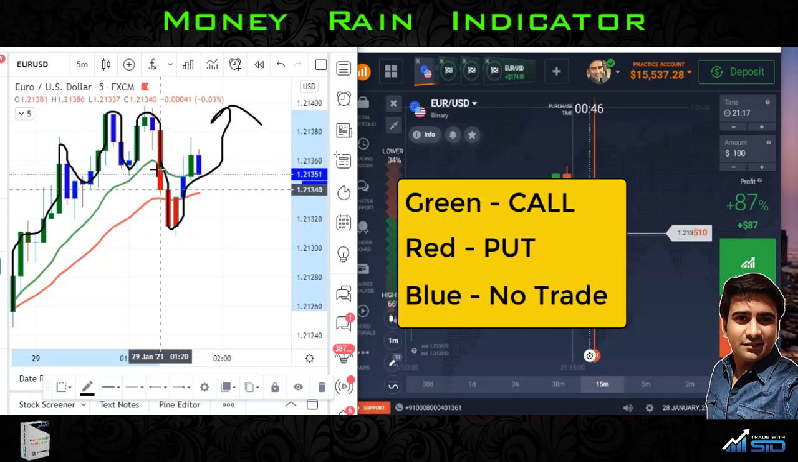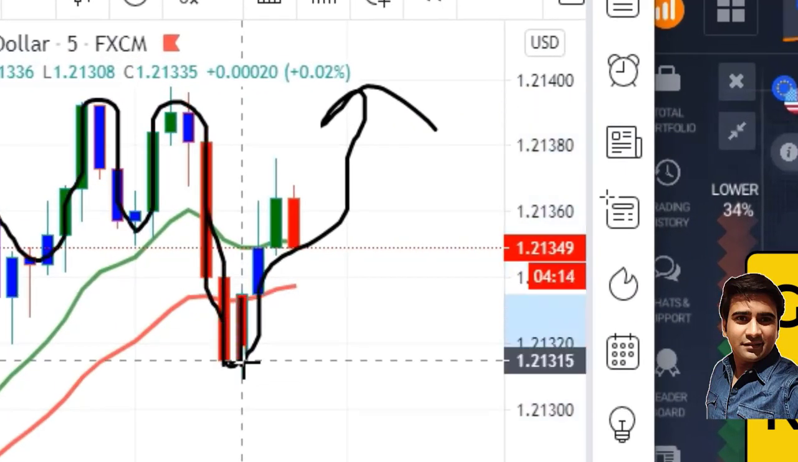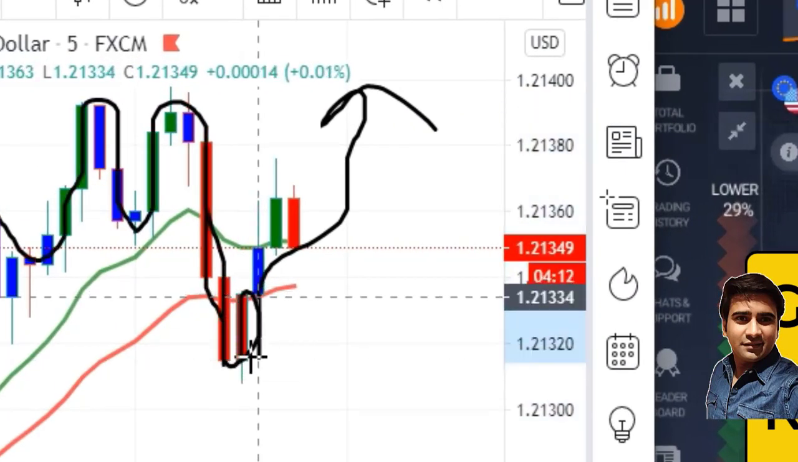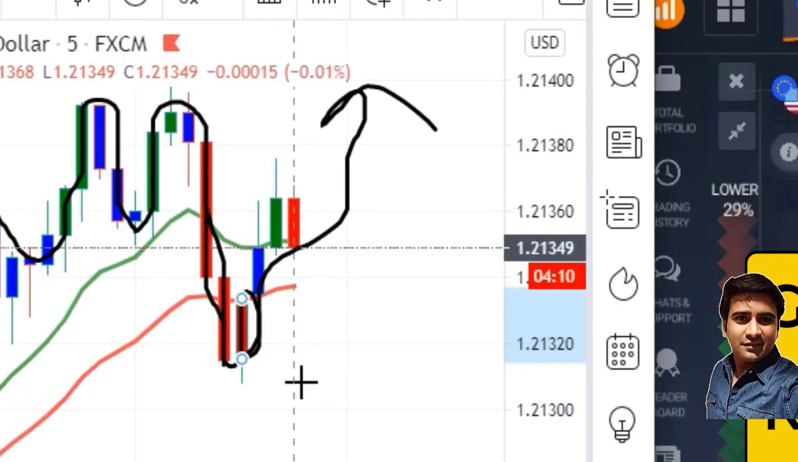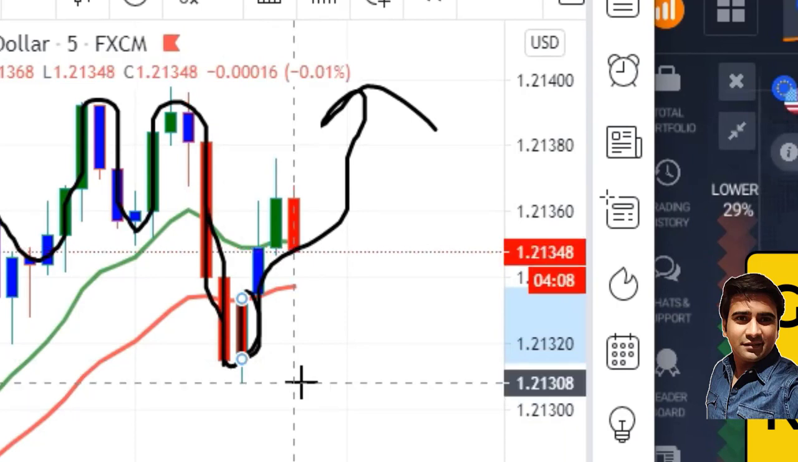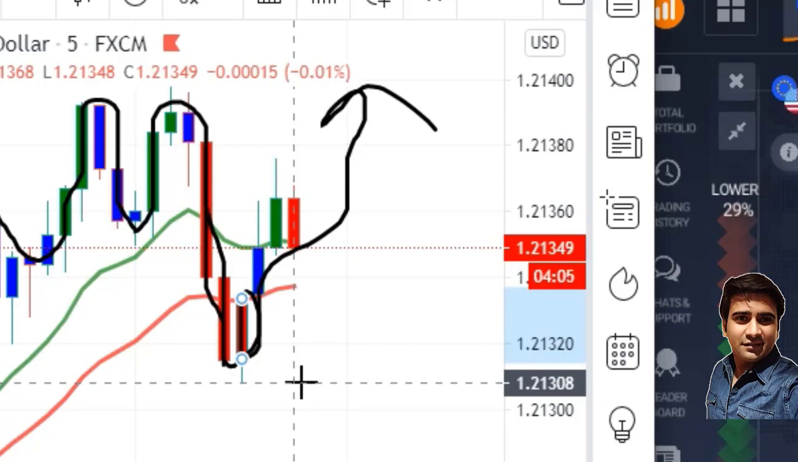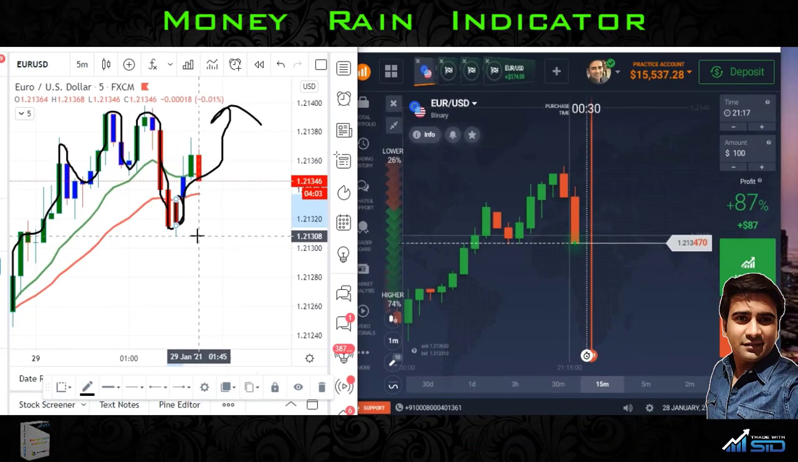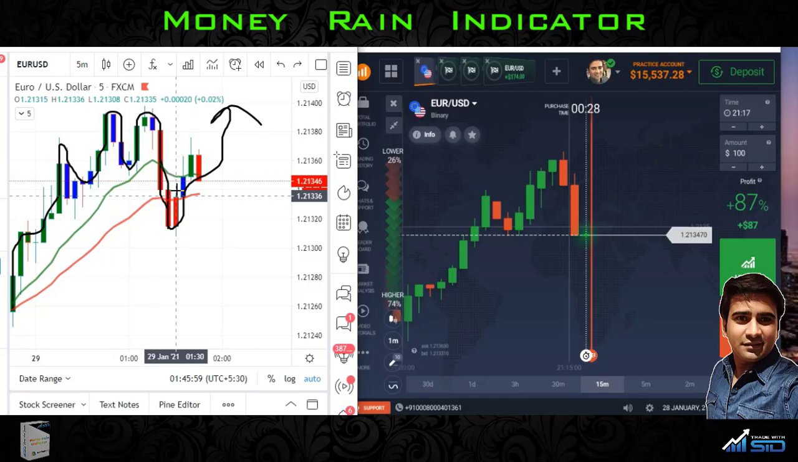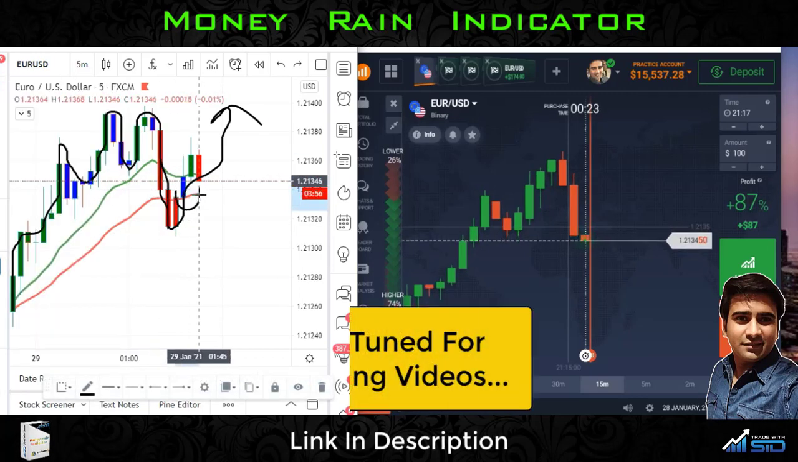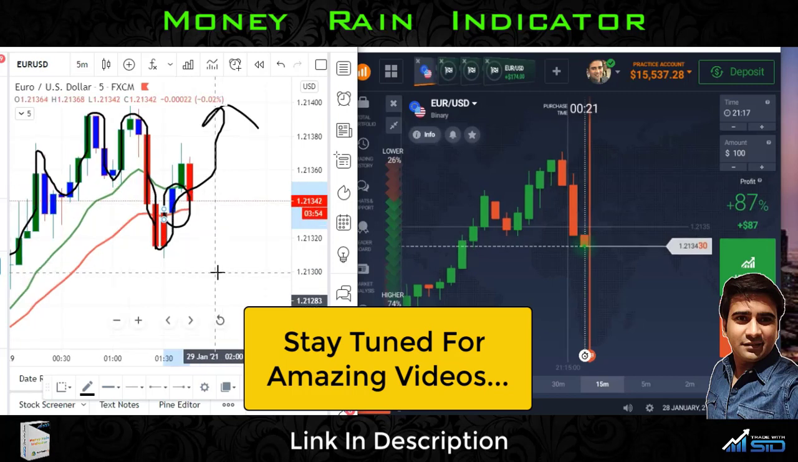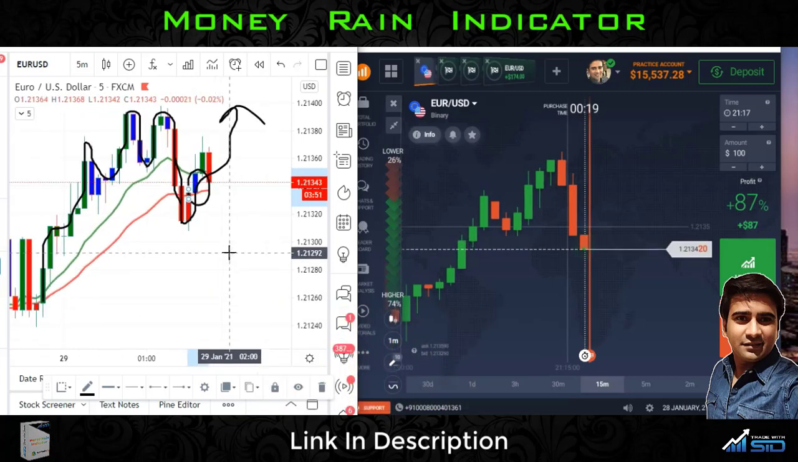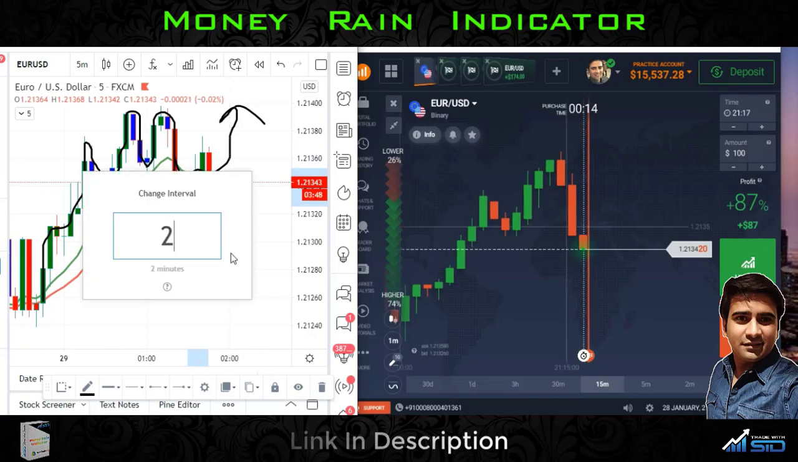Now the color changes to red: put option. In this case, guys, you can see the boundary of this red candle is black, which means it's a green, bullish candle, though the indicator is coloring it red. In that case, expect that the blue color will be seen very soon. As I said, one single video cannot explain everything, so I will make back to back videos. Let me switch to the 2 minutes because I think we can have an opportunity for the put option.